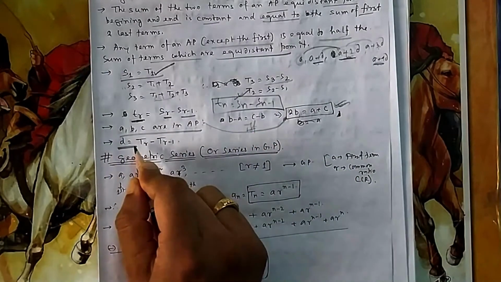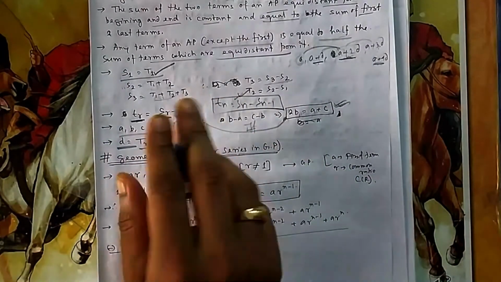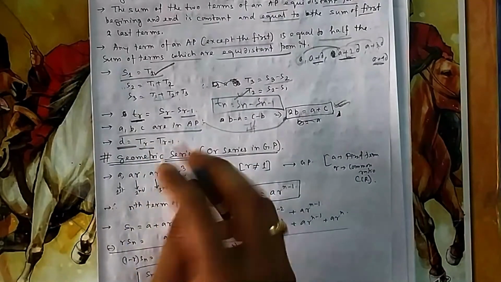And at any time in an AP, you can subtract any 2 consecutive numbers, and that will always give you the common difference of that AP.